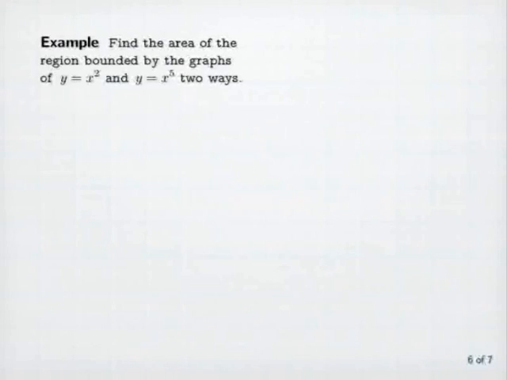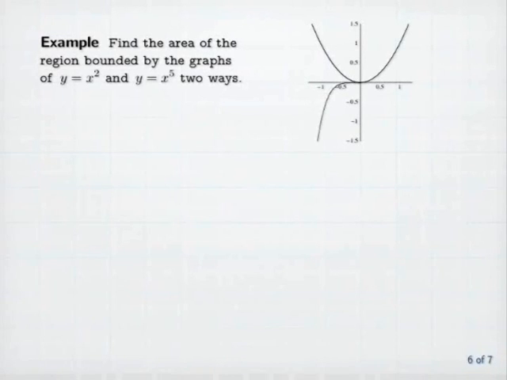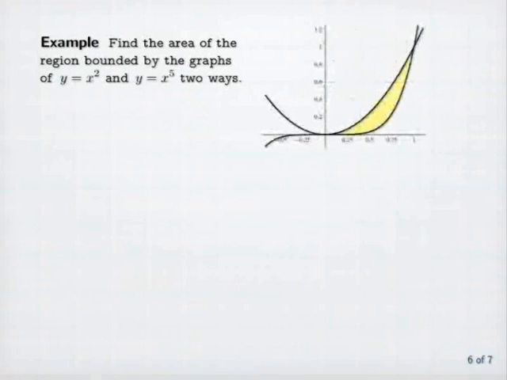Example: find the area of the region bounded by the graphs of y equals x squared and y equals x to the fifth two ways. By that we mean by integrating with respect to x and by integrating with respect to y. Here's the parabola y equals x squared. And here's the graph of y equals x to the fifth. Notice the points of intersection are obviously the origin as well as the point 1, 1. And here's our region. Now let's zoom in on that a little bit.